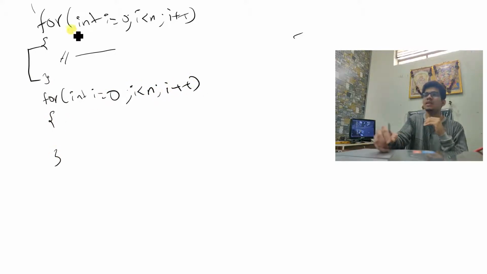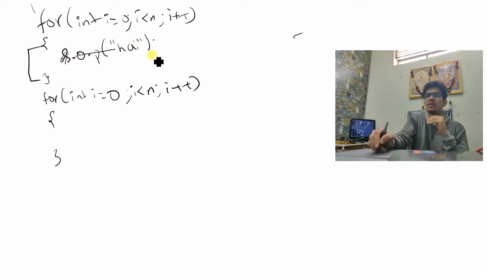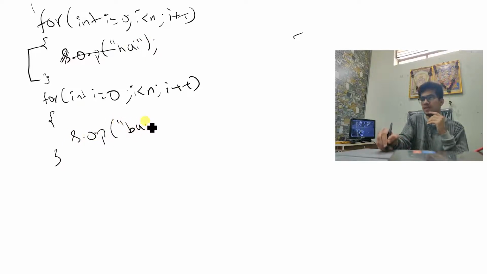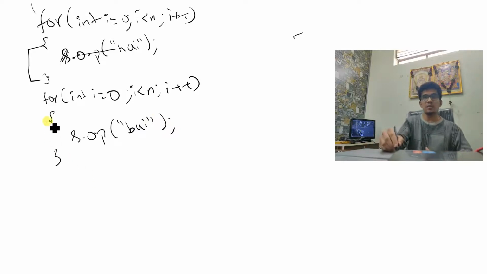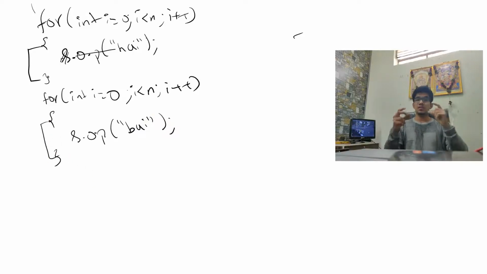Let me write here system.out.print, let me write hi. And here system.out.print, let me write bye. This is one more for loop. As you can see, the two for loops are not inside each other, they are outside of each other, right? Now you tell me what will be the output.